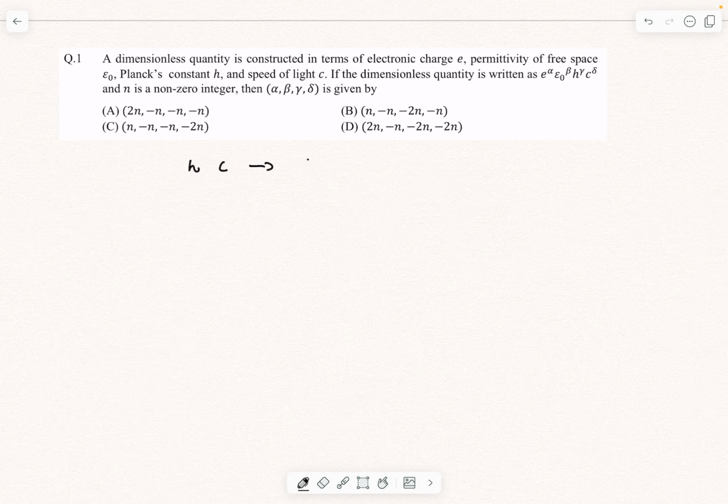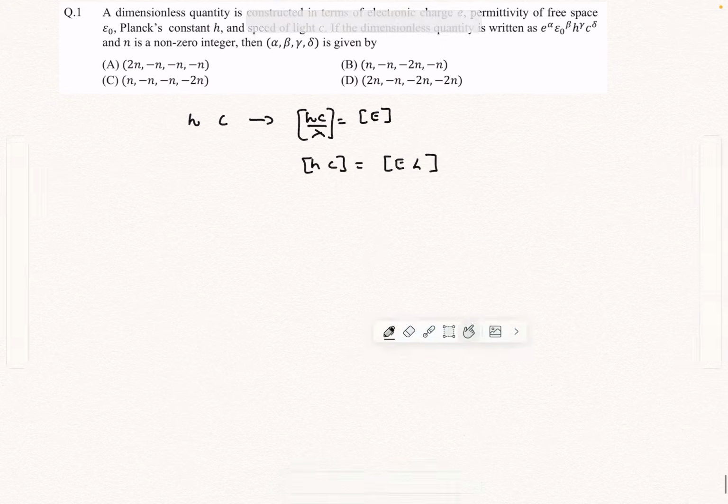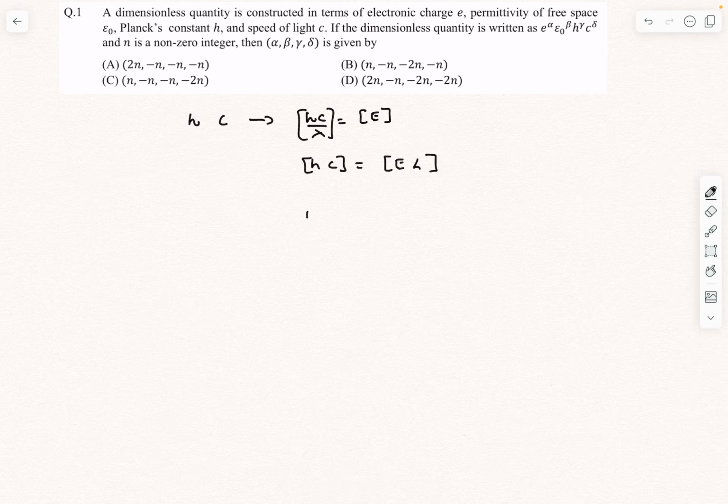So hc divided by lambda has the same dimension as energy. So which means h times c has the same dimension as energy multiplied by length, right? Now similarly epsilon naught and e, how can we relate it to energy? So we can say 1 by 4 pi epsilon naught times q1 q2, which would be e squared divided by r. This has the same dimension as energy, right? So from here, e squared divided by epsilon naught has the same dimension as energy multiplied by length.